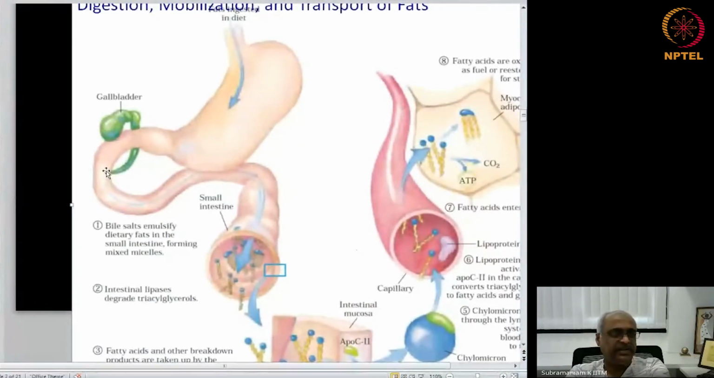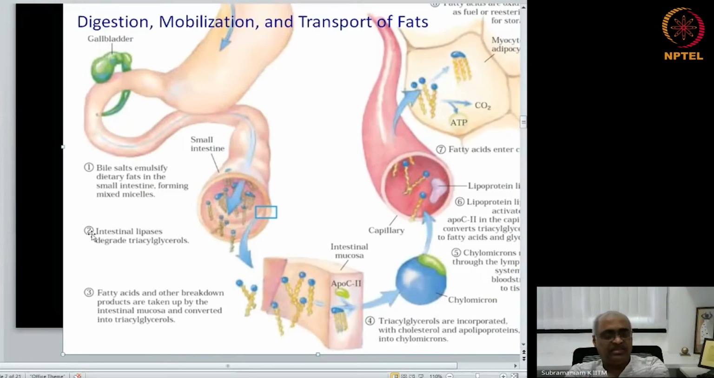So they are essentially detergent. And the emulsification means the large fat aggregates are converted into smaller micelles. Micelles meaning lipids distributed in water in small particles or droplet-like things. So that increases the surface area of the fat for the action of intestinal lipases. The first step is emulsification, and the second step is intestinal lipases. So these are going to hydrolyze the triacylglycerol into glycerol and the free fatty acids.